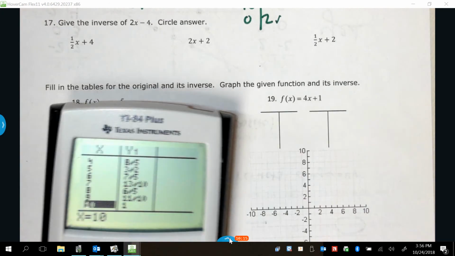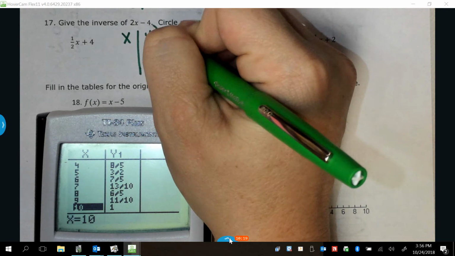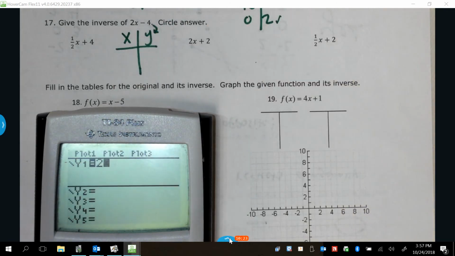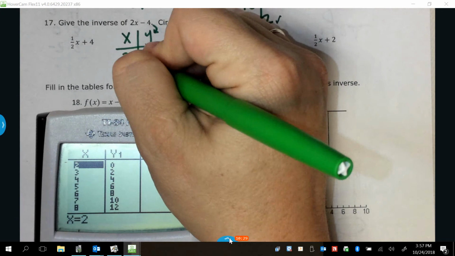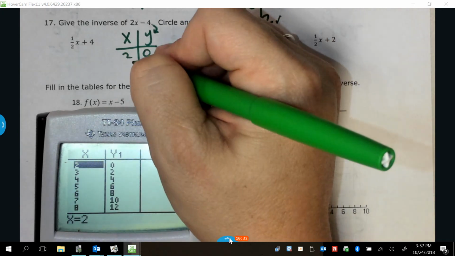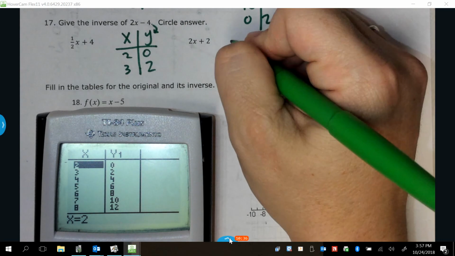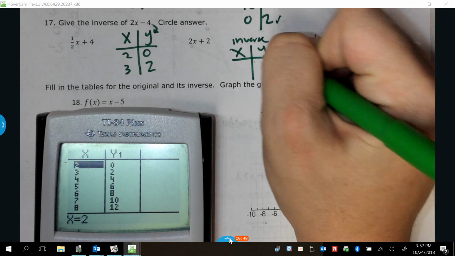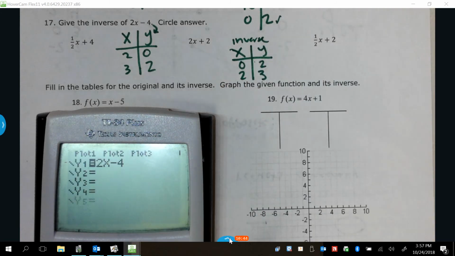Okay, so let's do that same thing again. Build the table for the original. So this is 2x minus 4, second graph. So I have the point (2, 0) and (3, 2), yeah. So my inverse should be (0, 2) and (2, 3). So let's check these equations.